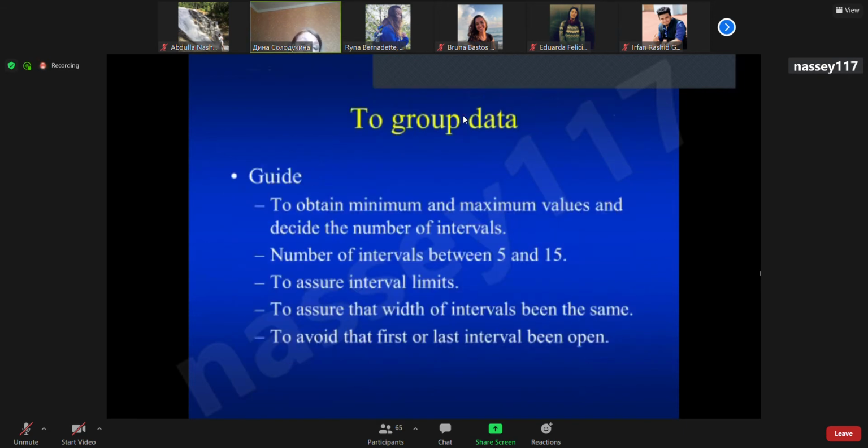When we group data, it's important to obtain minimum and maximum values and to decide about the number of intervals. Usually, the number of intervals is not very large because it's very difficult to analyze parameters if you have so many intervals. Then what is important is that interval limits should be estimated and the width should be the same, and we must not have open intervals, otherwise it will not be clear what the distribution of data is.